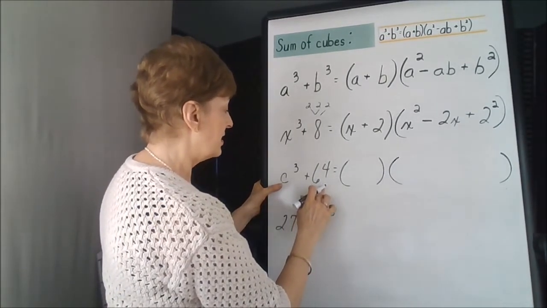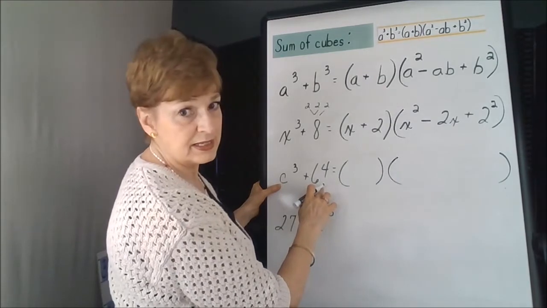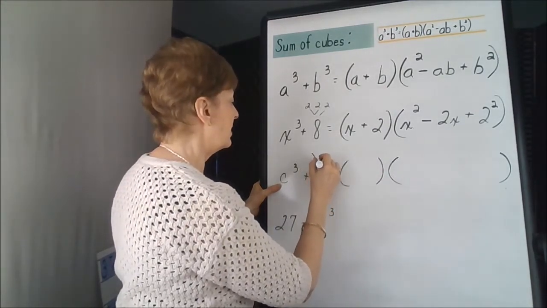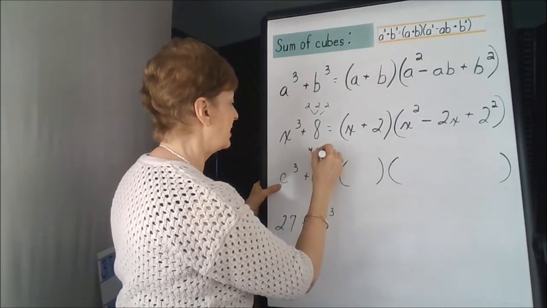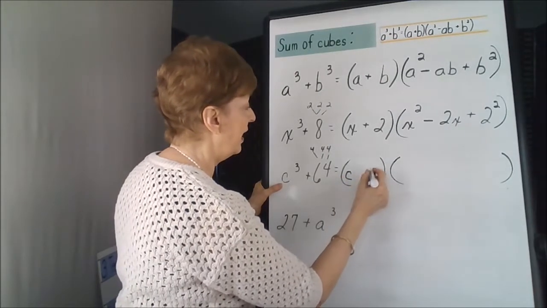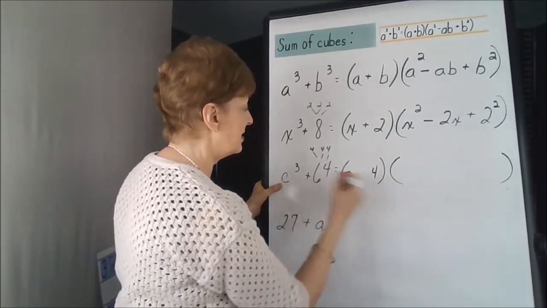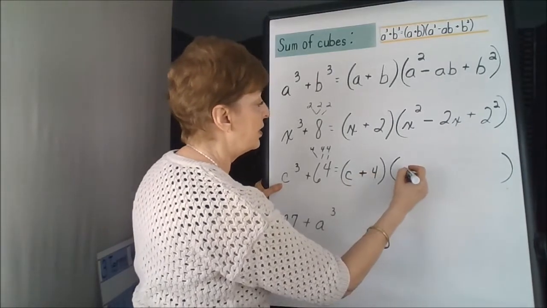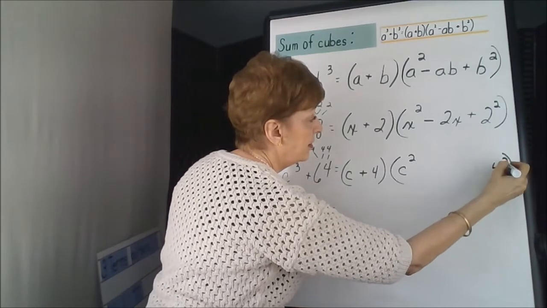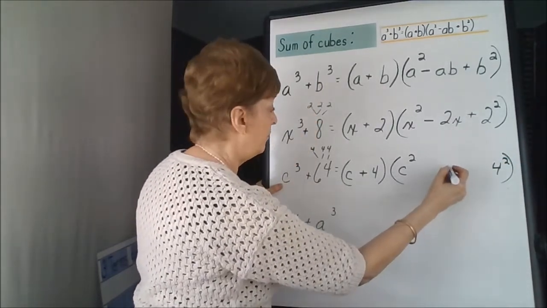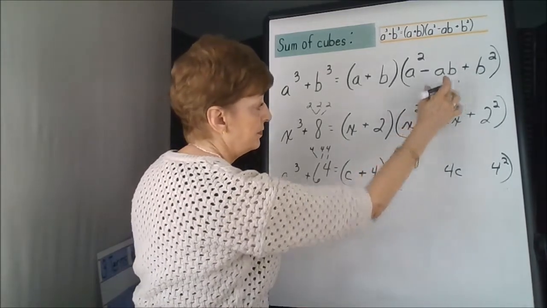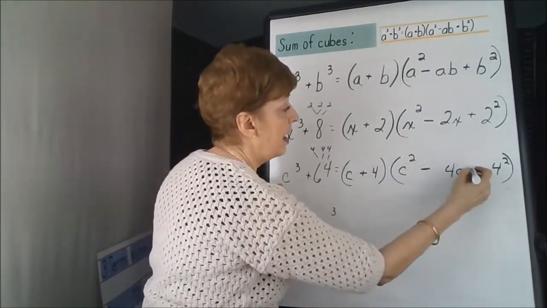Let's factor 64. 4 times 4 is 16, and 16 times 4 is 64. So this factor is 4 cubed. We're going to put one of the c's here and one of the 4's here. Copy the sign. Then we're going to do a c squared and a 4 squared with a 4 and a c in the middle, one of each. A negative, a positive.